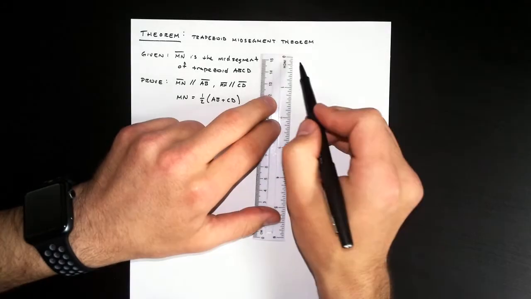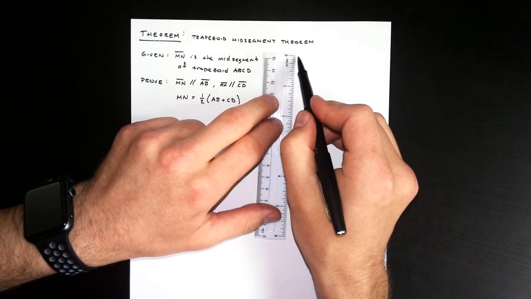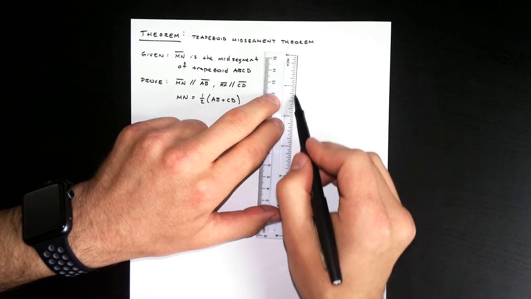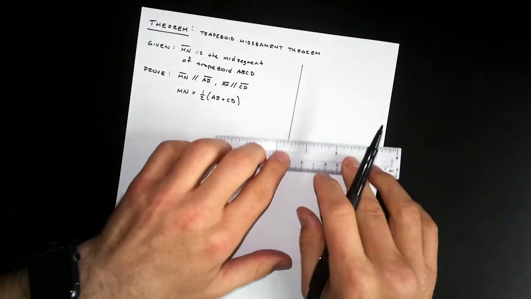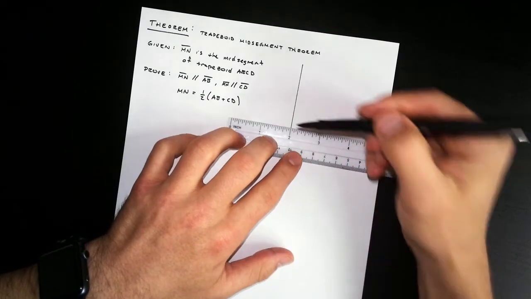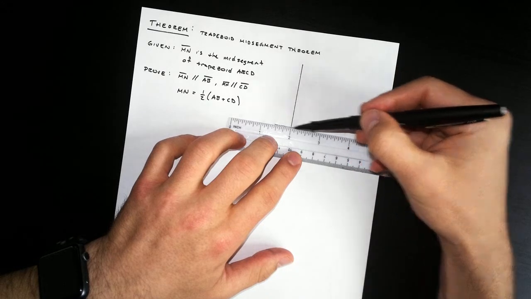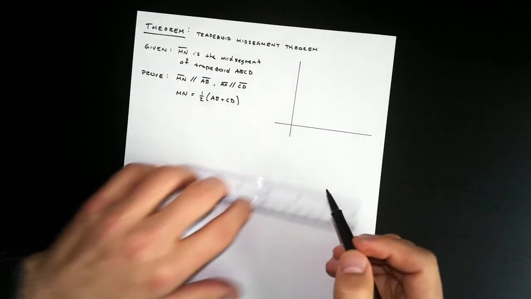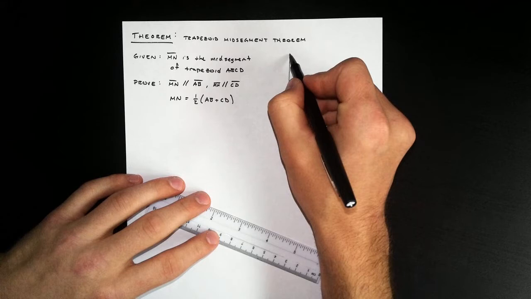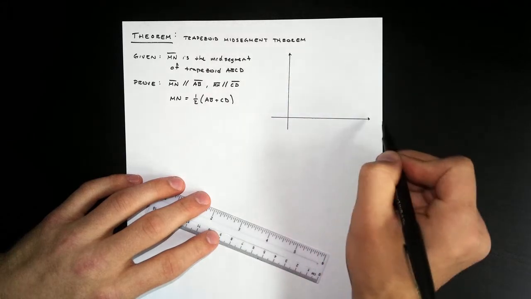Now, the way that I want to do this proof is we're actually going to do a coordinate proof. So I'm going to do this in the coordinate plane. And as long as I assign coordinates to everything in a careful, clever way, this should be pretty straightforward.